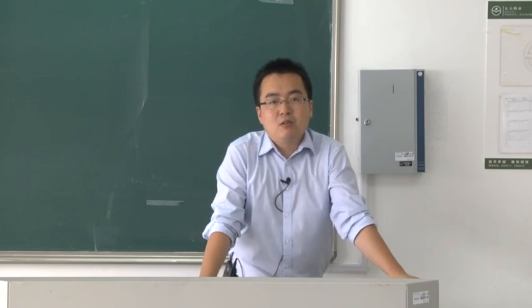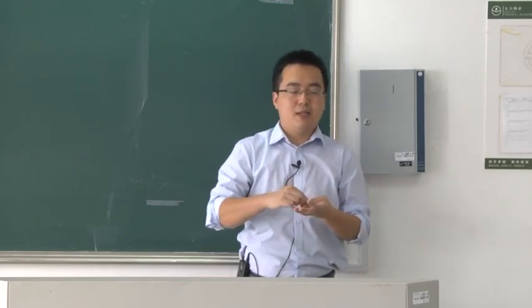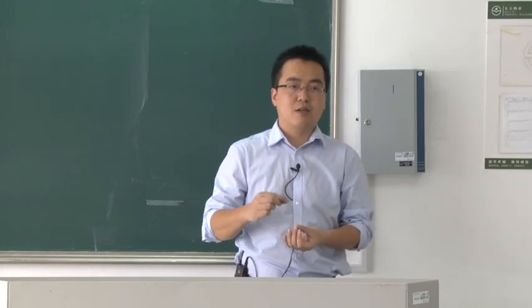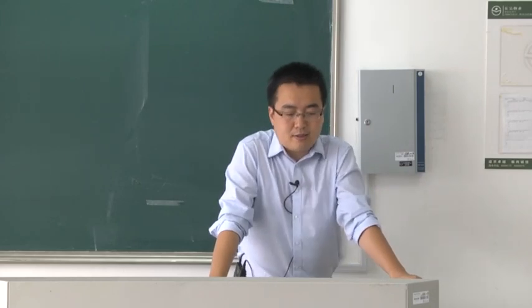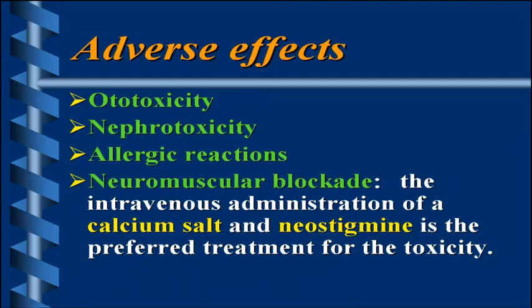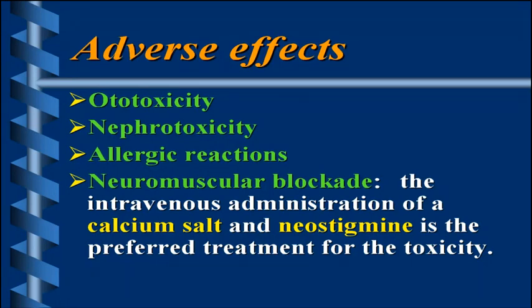Adverse effects of aminoglycosides. Similar to tetracycline and chloramphenicol, the aminoglycosides also have severe adverse effects. We have these 4 points. The major severe adverse effects include ototoxicity, which is distributed in the ear, nephrotoxicity, and another severe adverse effect, neuromuscular blockade. These 3 severe adverse effects could cause the death of patients.